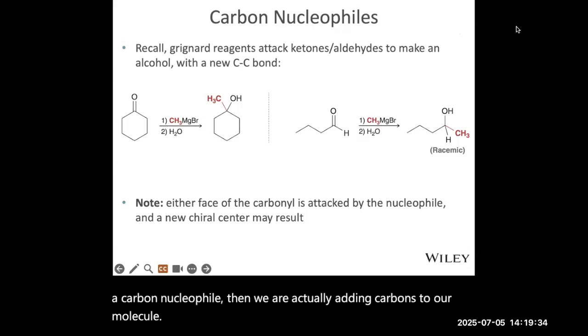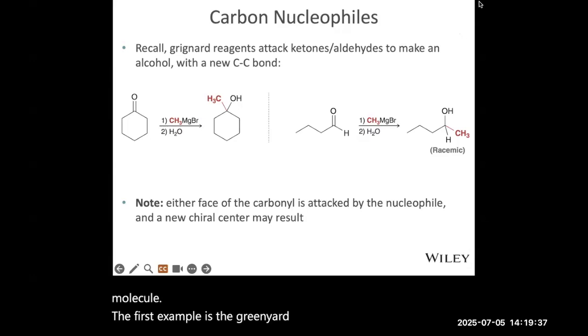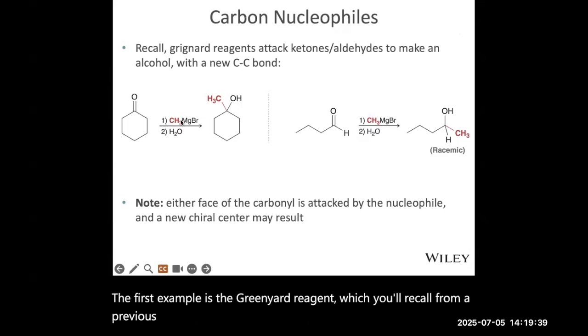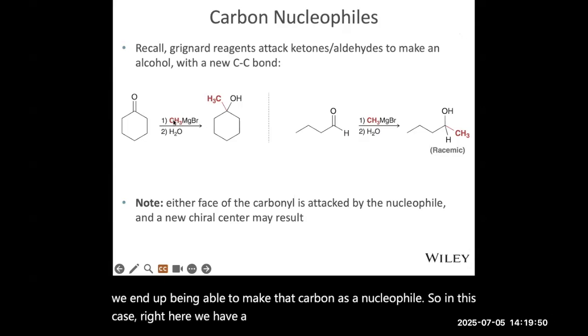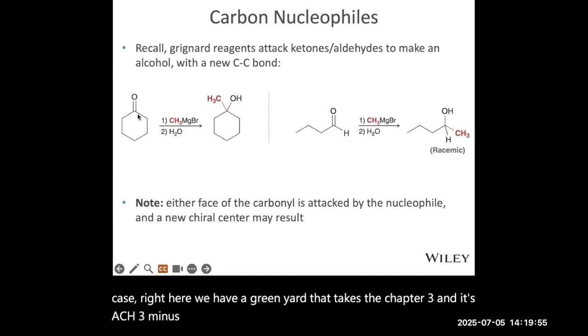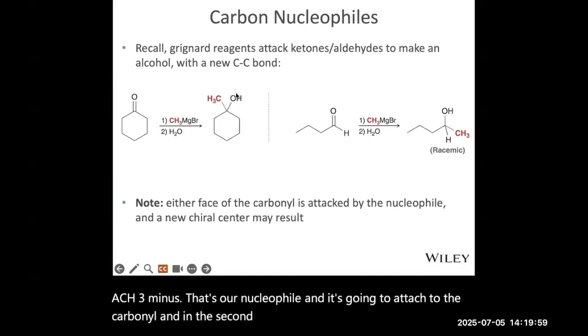The first example is the Grignard reagent, which you'll recall from a previous chapter: we just add the Mg to an alkyl halide, and then we end up being able to make that carbon a nucleophile. So in this case, we have a Grignard that takes the CH3, and it's a CH3 minus. That's our nucleophile, and it's going to attach to the carbonyl. And in the second step, we'll protonate, giving us the alcohol.